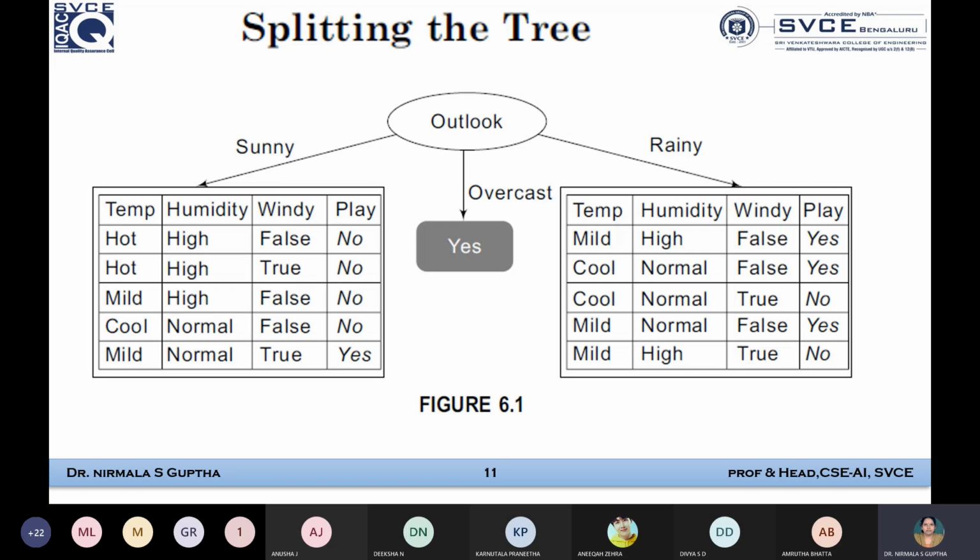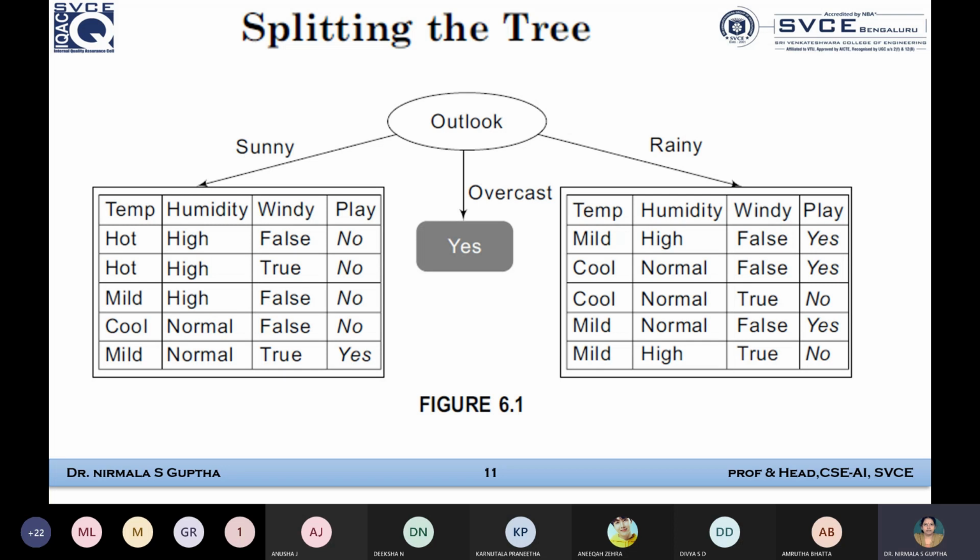So let me cross check if I have left out anything in the explanation. Outlook is divided into three categories, which we have understood. Each branch, the arrows coming out, gives each value of the outlook, and the sunny branch will inherit the data of the instances that had sunny as the outlook value.